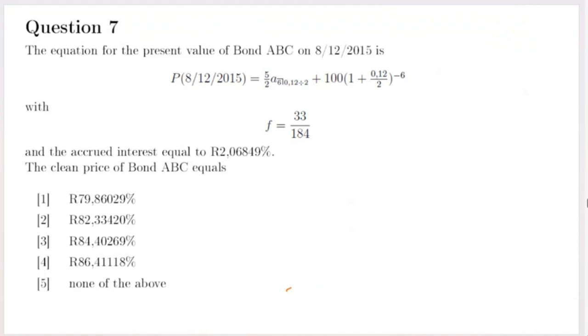Here is the information. You are given the present value. In this present value, there's too much information that you are given. You are given your D. You are also given your yield to maturity rate. That's your yield there.